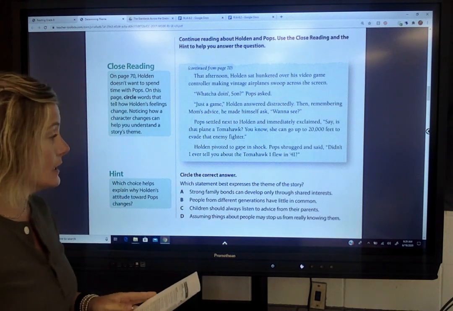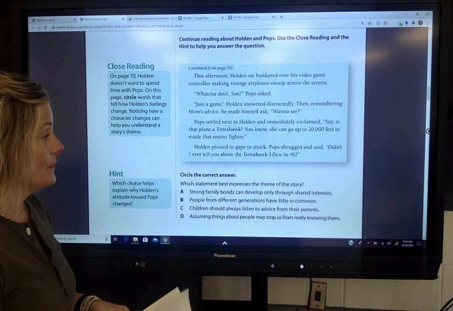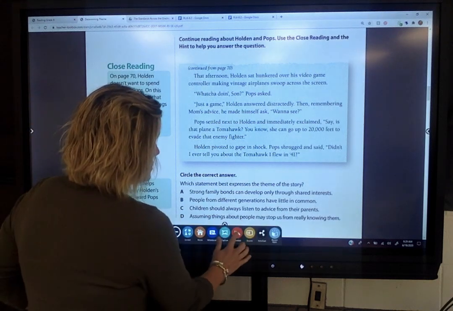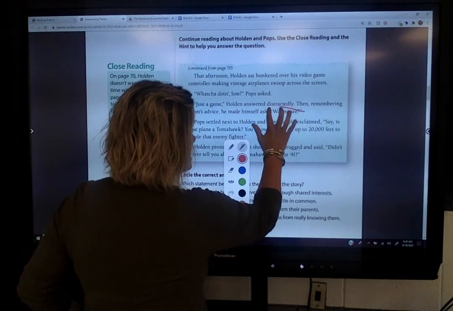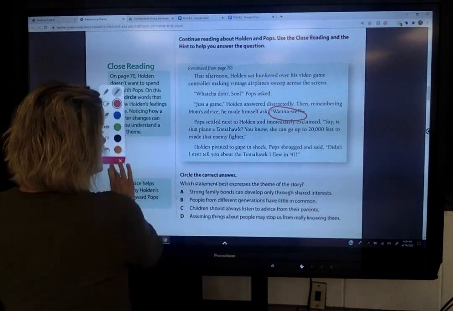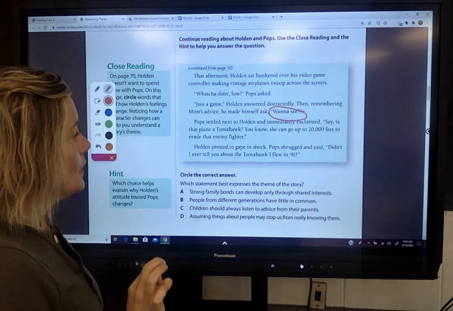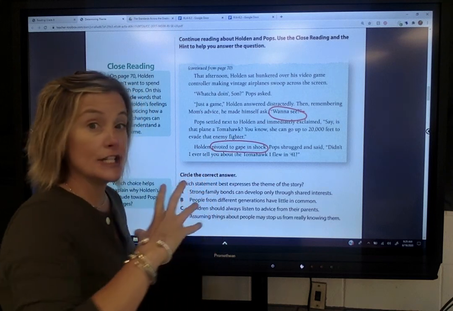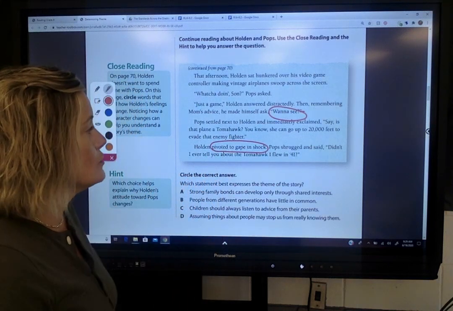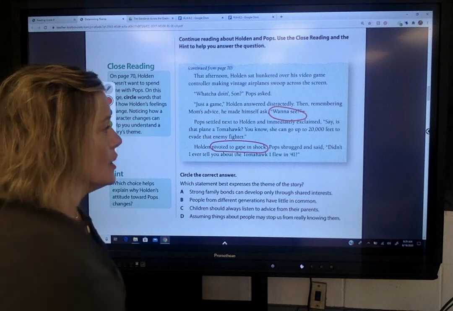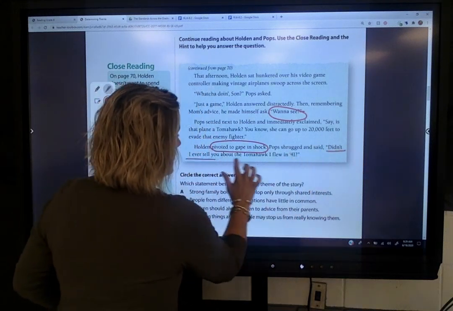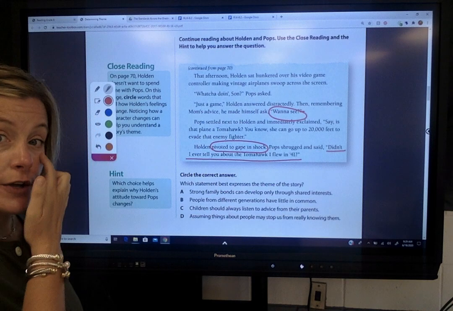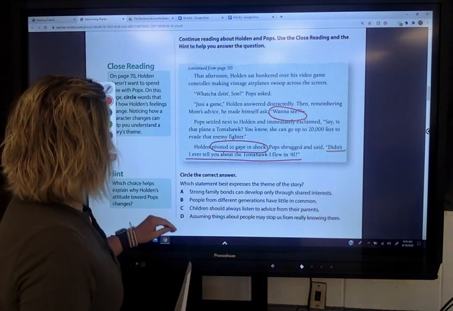So we definitely got some clues here that Holden's attitude has changed now towards Pop. He asked him, just like his mother said, you want to see? Do you want to see what it does? Then when he pivoted to gape in shock, so he turned his head and probably his mouth dropped and he was so shocked. And why was he shocked? Because he had no idea that Pop flew the Tomahawk.